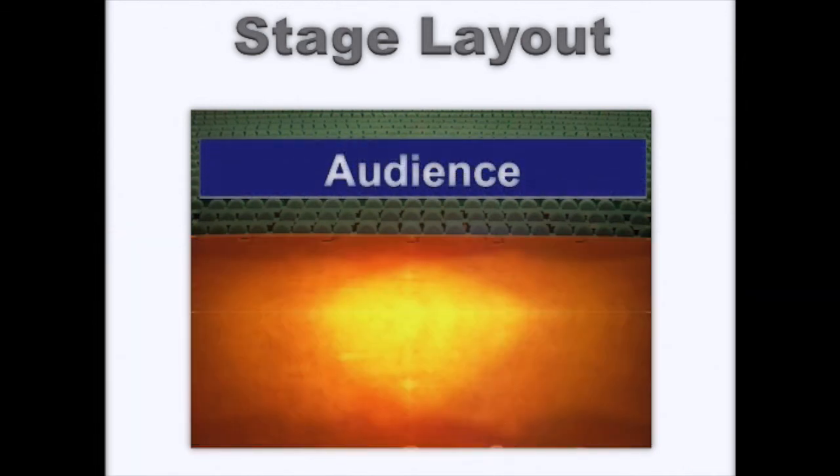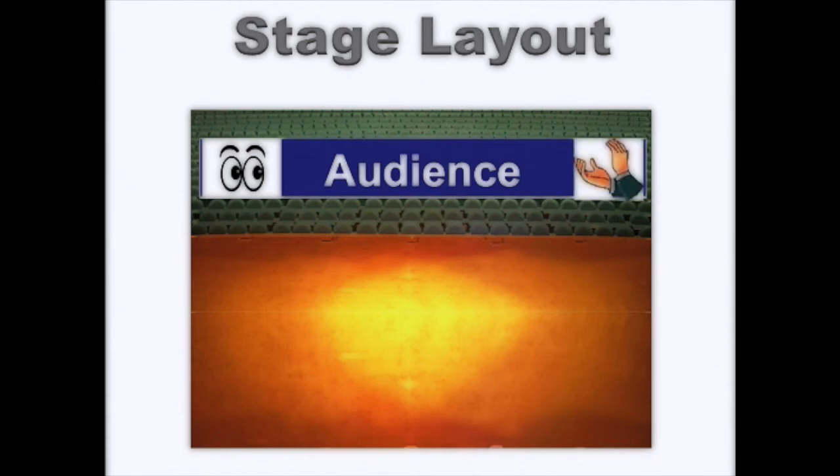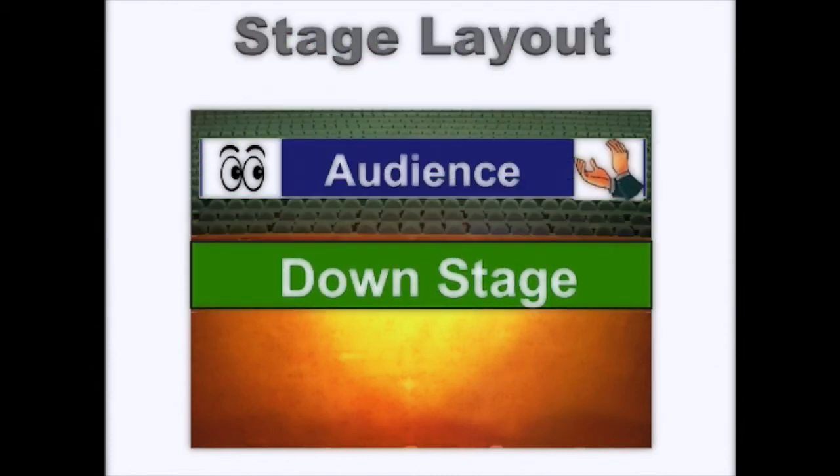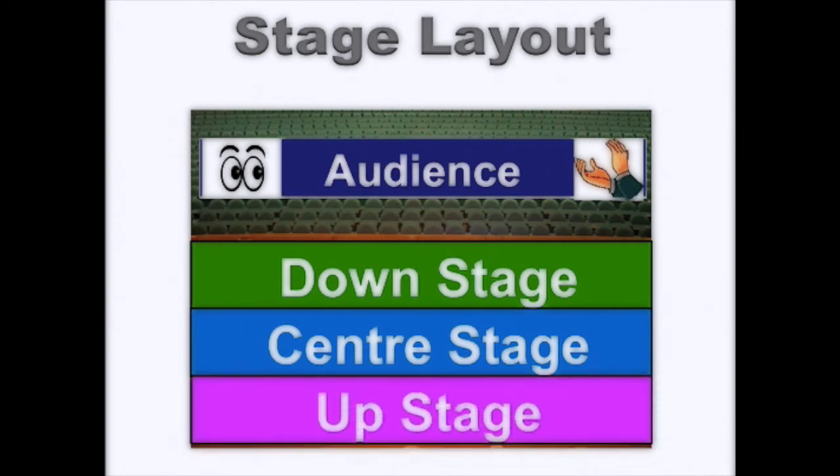Let's recap. The audience sits on the chairs in front of the stage. They look at the performers and they clap. This is the downstage, the center stage, the upstage. The stage layout is divided into a few more regions. Let's see what they are.